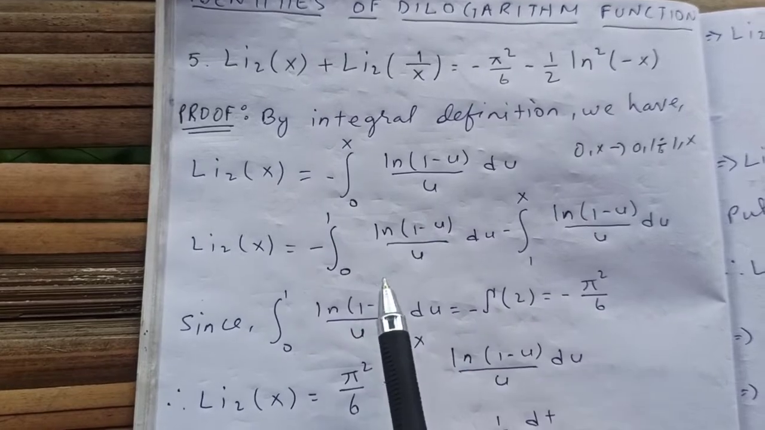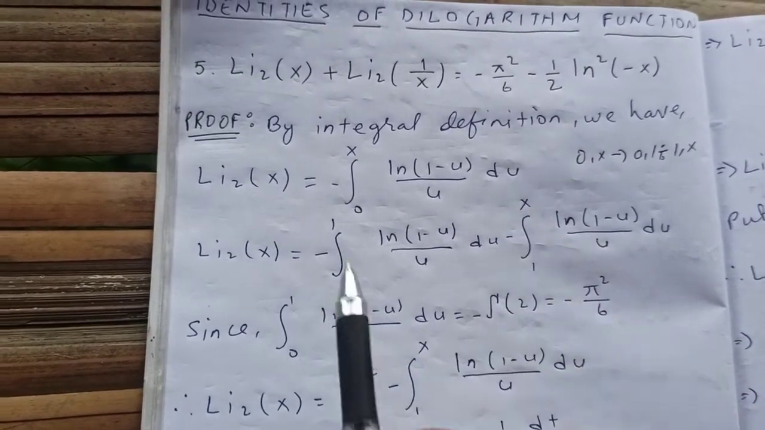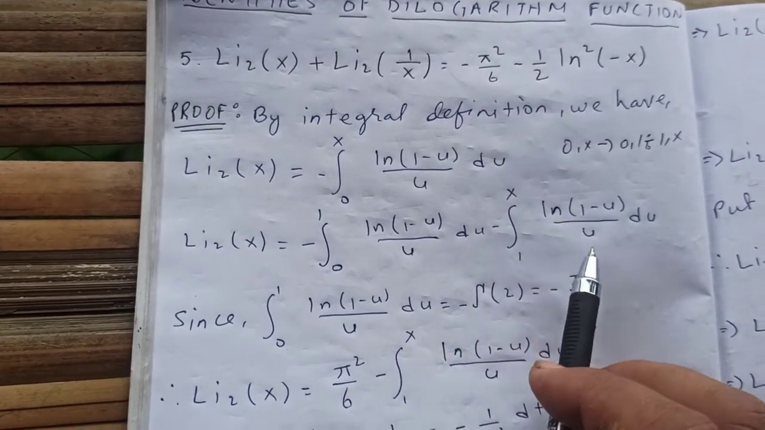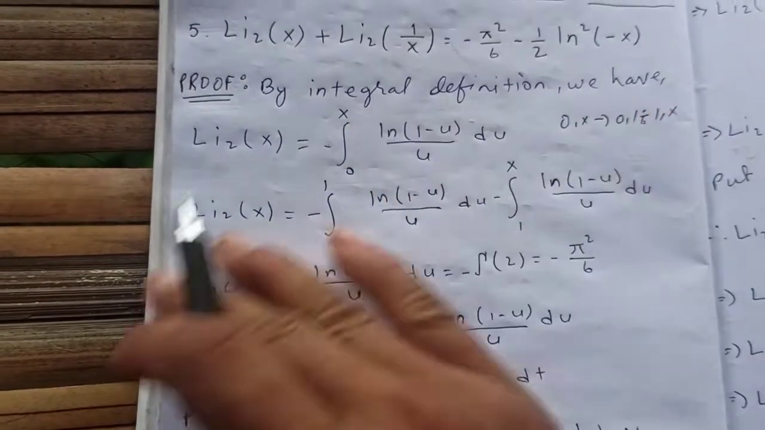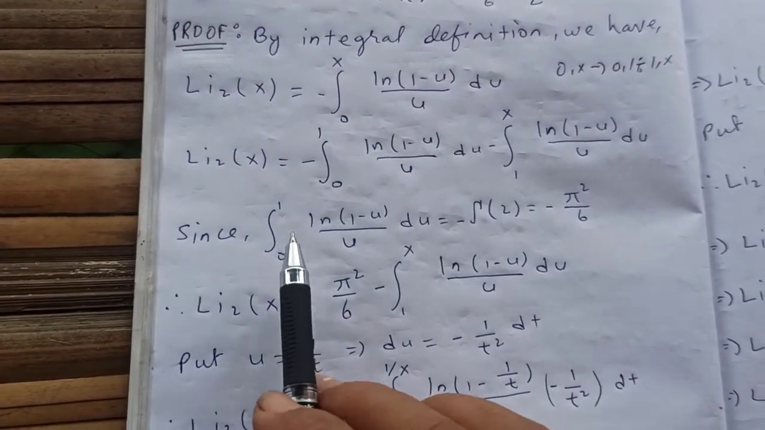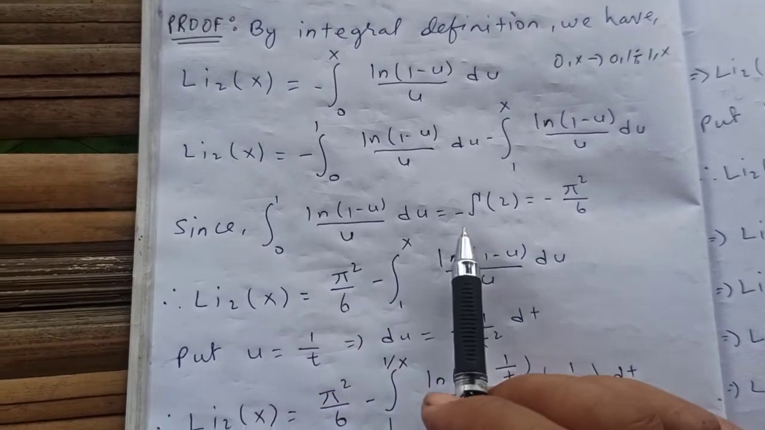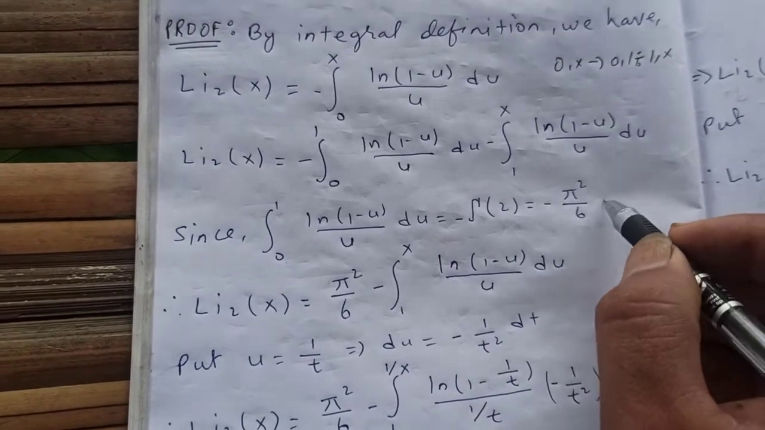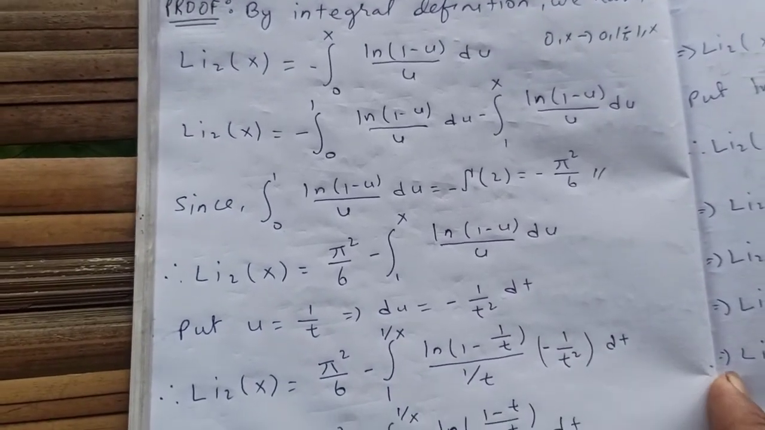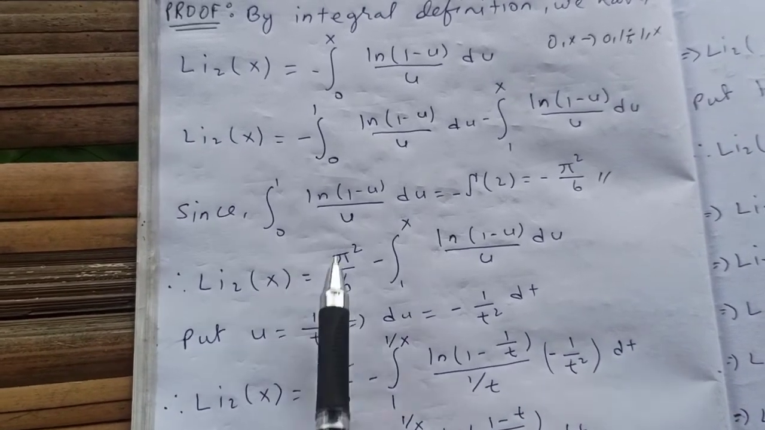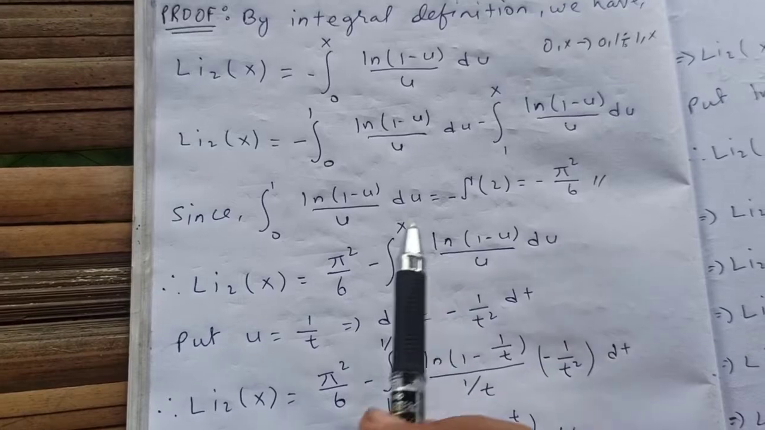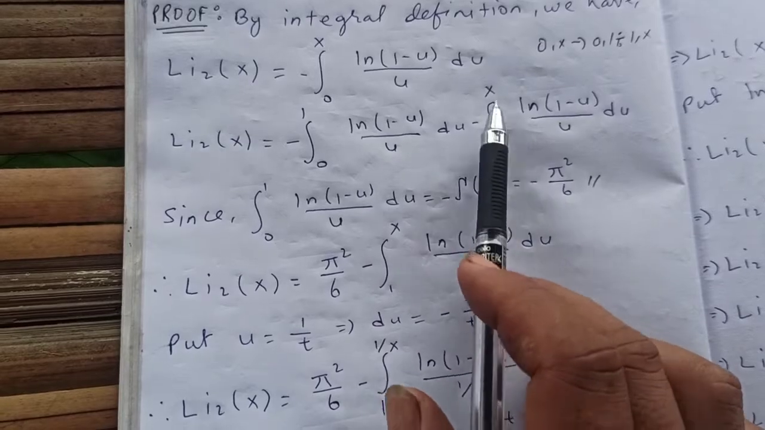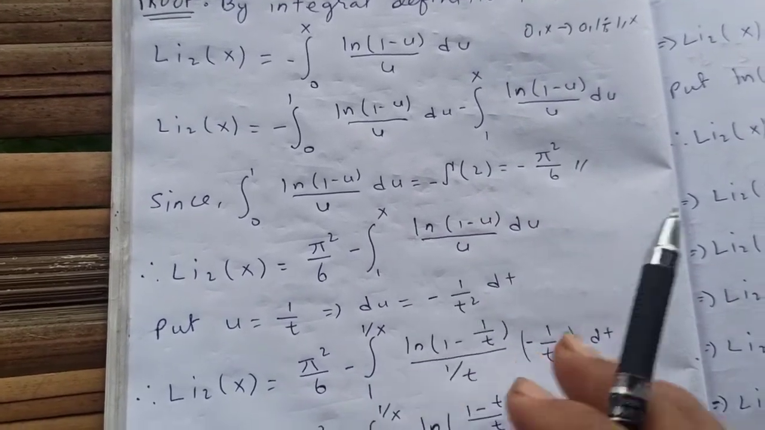So the integral from 0 to x is the same as 0 to 1 plus 1 to x, right? So Li2 of x is minus the integral from 0 to 1 of log of 1 minus u upon u du, minus the integral from 1 to x of log of 1 minus u by u du. Now, since the integral from 0 to 1 of log of 1 minus u by u du is negative zeta of 2, that is negative pi square over 6, which we have evaluated already, right? Therefore, there is a negative here and a negative there, so it will be positive. So Li2 of x is pi square over 6 minus the integral from 1 to x of log of 1 minus u upon u du.